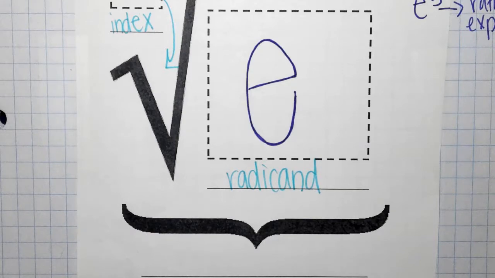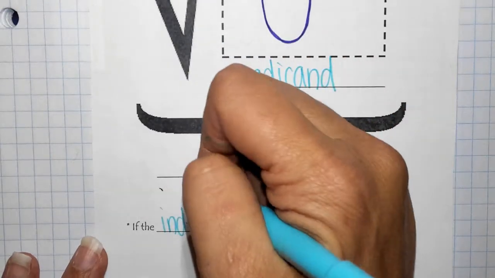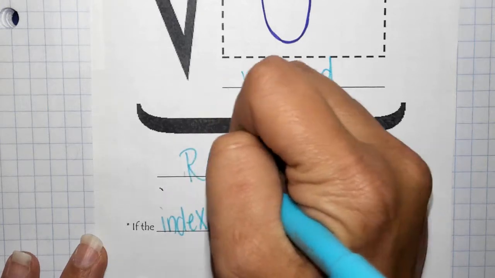Okay. All right. So then the whole thing is called a radical. Radical.